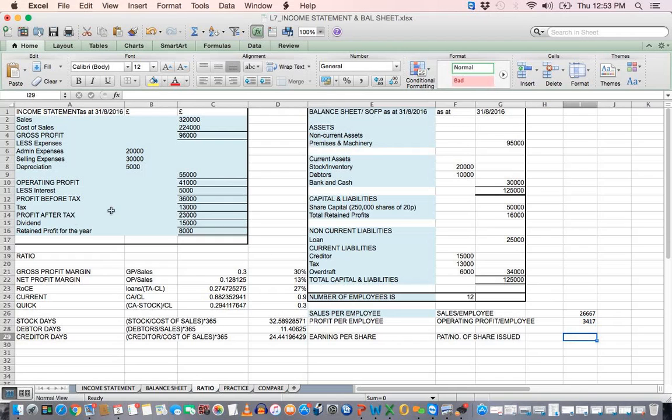Now earnings per share is the profit after tax, this figure, so equals profit after tax divided by the number of shares issued. And where do you get the number of shares? If you see the share capital, you have the total number of shares and the price of each share, that's 20p, and the number of shares issued is 250,000. I'm going to write it down, 253,000, and then it will give you 9.2 pence.